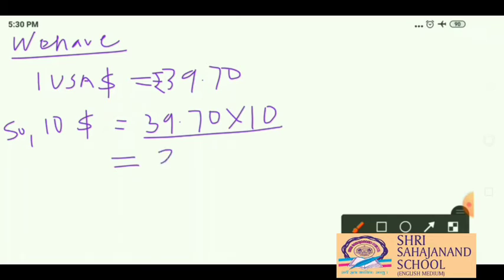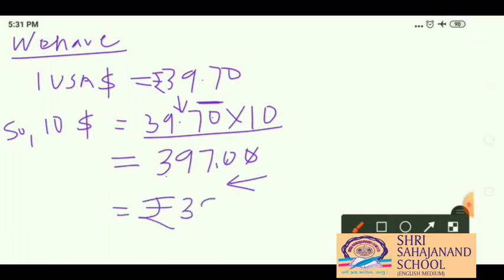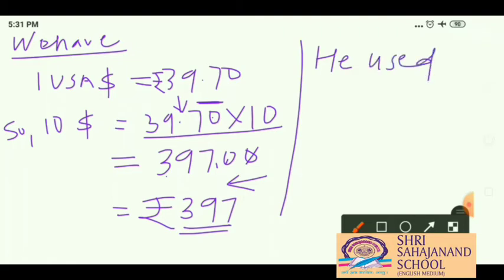39.70 multiplied by 10: you will get 397, and there are 2 zeros, so put 20 in the place of the product. Now count the digits after the decimal. This is our decimal, and we have 2 digits after it. So put 2 digits from the right side in the product, and we get 397.00. It means he got 397 rupees. Now how much did he use for his school trip? 350 rupees.